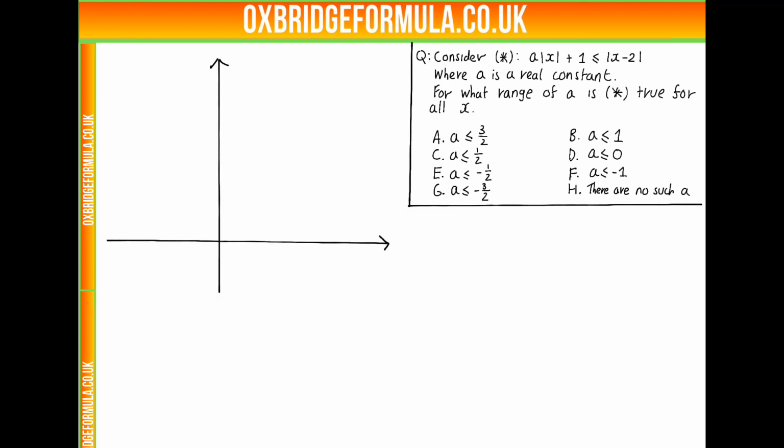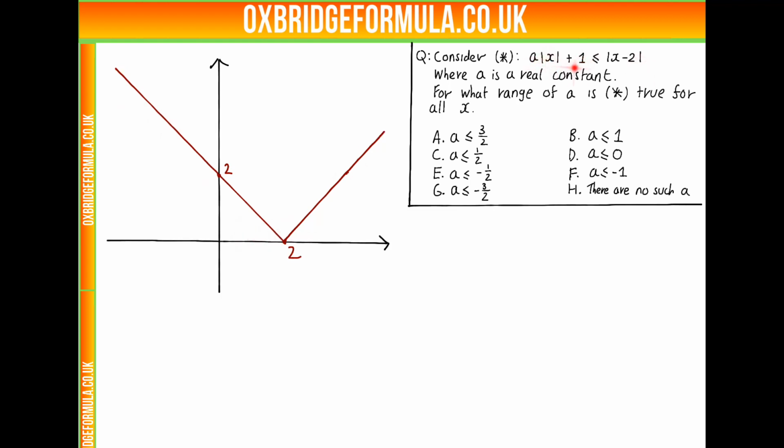So let's have a set of axes, and let's go for the right hand side first because we know everything about that. So y equals mod x minus 2, we know it looks something like this, and we've got a point x equals 2 here at the 0 point, and when x is 0, y is 2. So this is mod x minus 2.